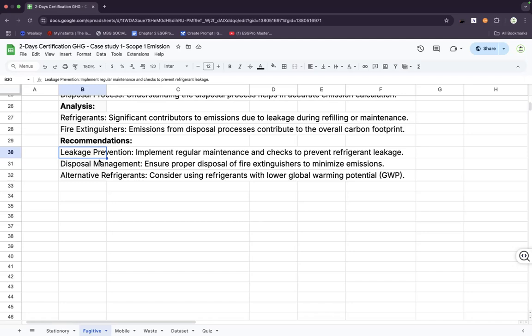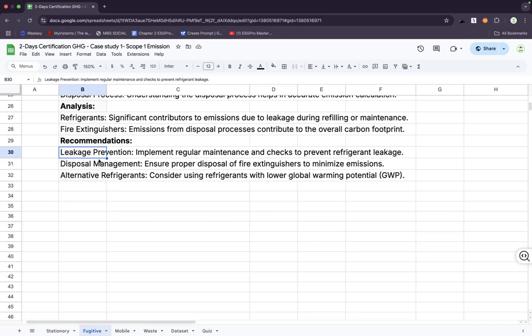It has been said because it also helps you to prevent that leakage. Are you with me? So it is not only that my AC cooling effect will go down, but it also helps you in preventive maintenance. So that should be done. That is one of the recommendations you will make as a carbon accountant.